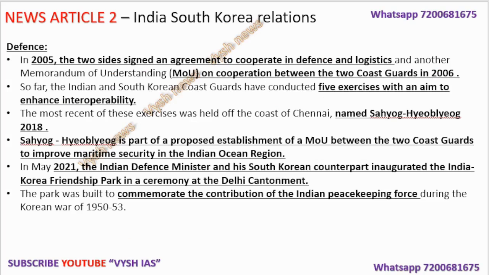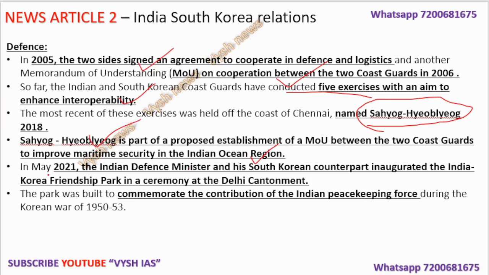Next is defense. In defense, you would have heard about defense exercises with other countries. India and South Korea also have held at least 5 exercises. The recent one is called Sahyog Haebyong 2018. This is the last one. It is for enhancing interoperability, training each other, and cooperation between coast guards. Agreements and pacts are there, these kinds of establishments are there. Hopefully we will see more and more defense exercises like we do with other countries.